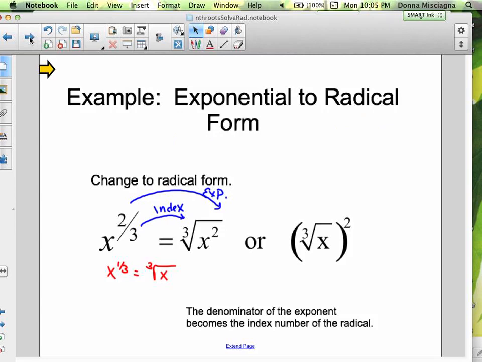Now let's go the other way. So we're going to change exponential to radical form. Whatever the numerator is, that's an exponent on your base. Whatever the denominator is, that's an index to a radical. So x to the 2/3 power becomes the cube root of x squared. And the parentheses are optional here because it's positive. As a reminder, x to the 1/3 is the same as the cube root of x. So the denominator of the exponent becomes the index number to the radical.